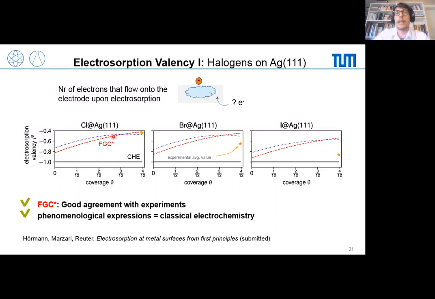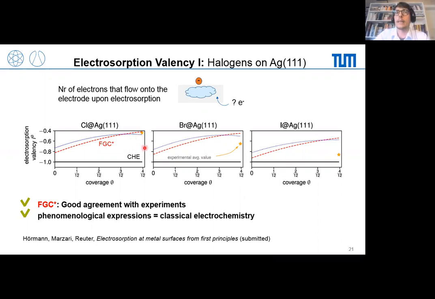And in the experiment, you cannot resolve this kind of dependence on coverage that we can resolve in our simulations. But what we clearly see is that in these fully grand canonical calculations, or let's say approximations to it, we can get the correct trends: higher electrosorption valencies for chlorine, lower ones for iodine. And if you take the coverage average, the average of these coverage-dependent values, which is in essence the kind of average that you do in experiment, then you see that on average we are really close to what has been measured in experiment.